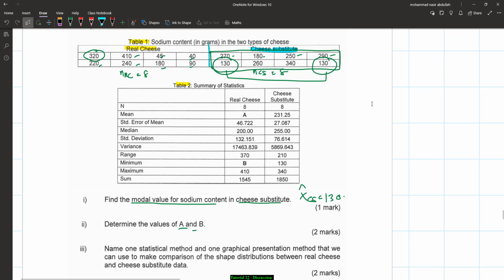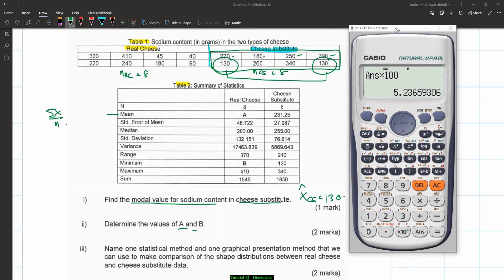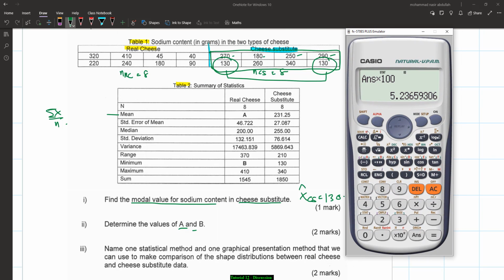So A and B in the real cheese, right? So kita padam ni. So A is the mean, so summation of X divided by N. So we just input the value into the calculator lah. So tengok markah, 2 mark saja. So 3, 1. So we input the value 320.